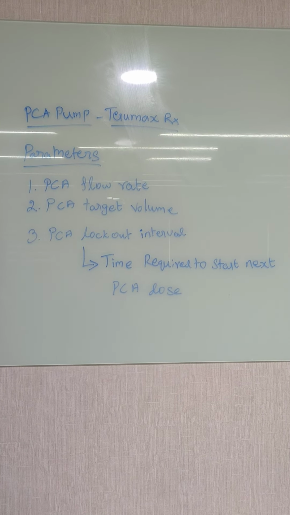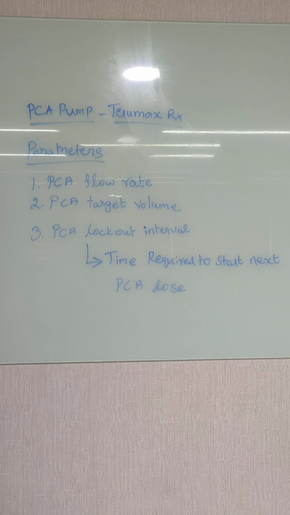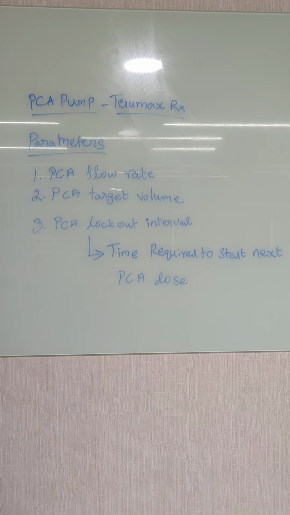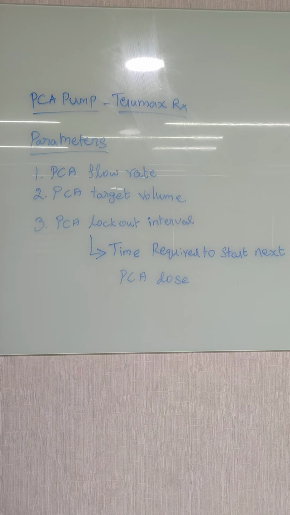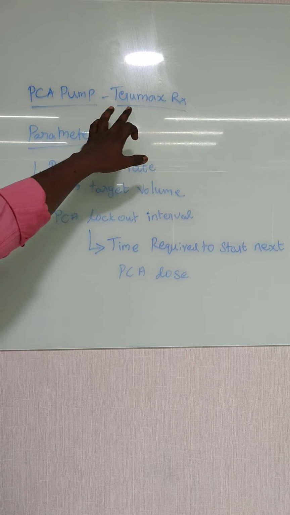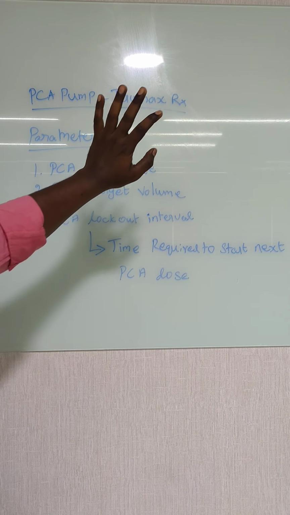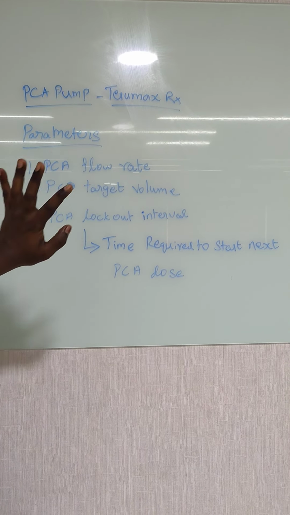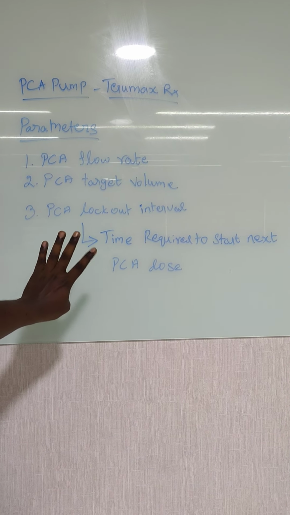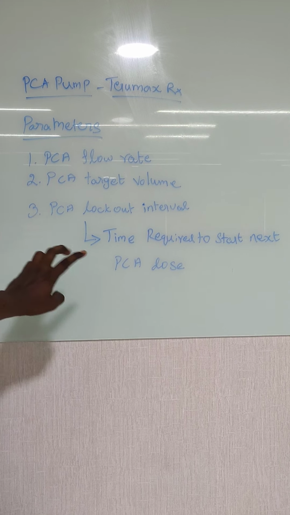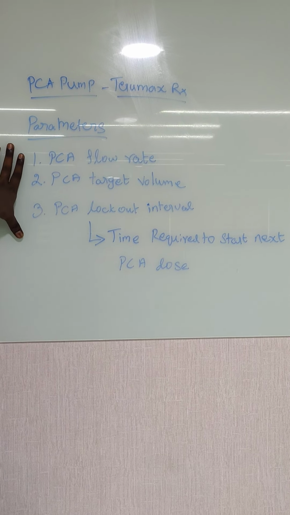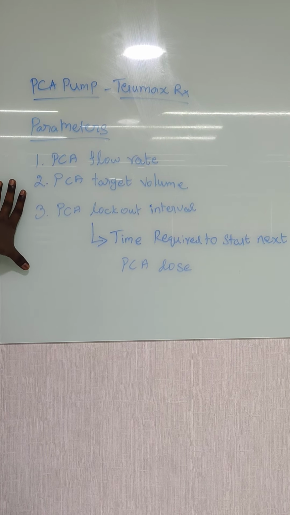Okay, hello guys. Today we are going to see how to set the PCA dose parameters and operating procedure for the PCA. The PCA pump comes with the Terumax Rx as an optional assembly. It is upgradable. Every Terumax Rx machine can be upgraded to a PCA pump with the external switch and connectors. These are all the parameters we need to set inside the machine for starting the PCA.